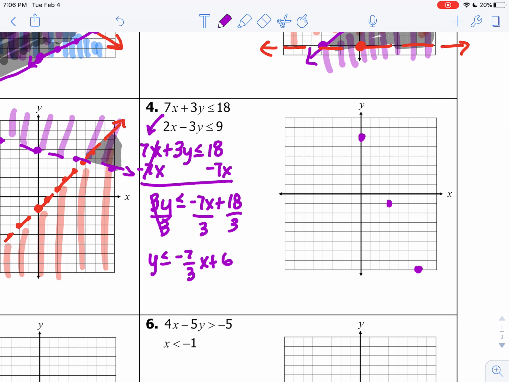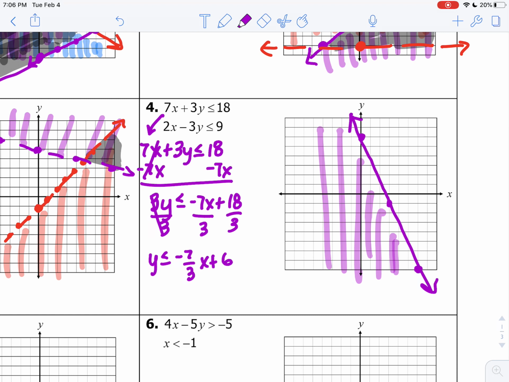Okay. This sign tells you it's going to be a solid line. So I'm going to try to connect these the best that I can. And then the less than sign, because that says less than or equal to, tells you to shade below, which is here. So it's going to be all on this side.